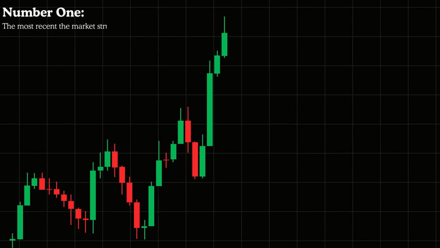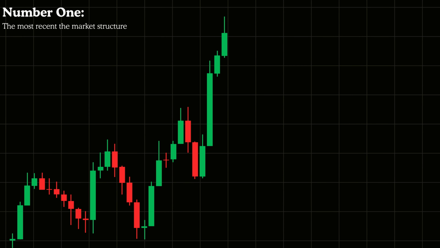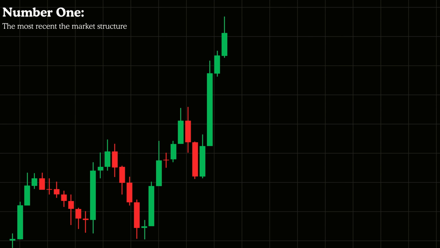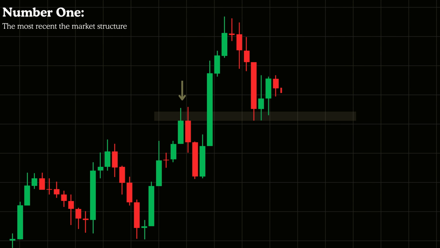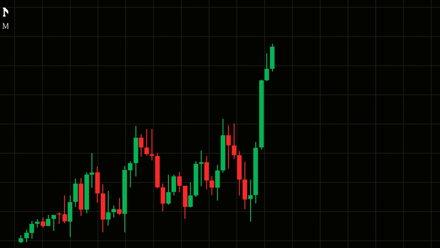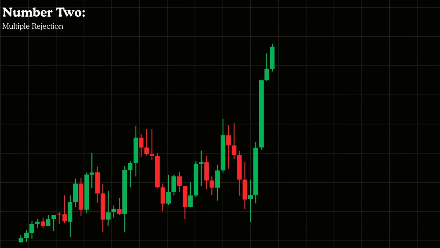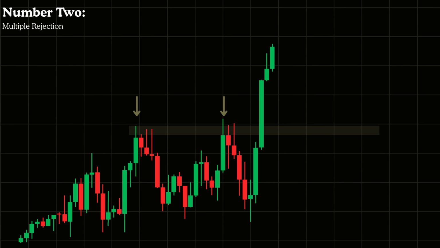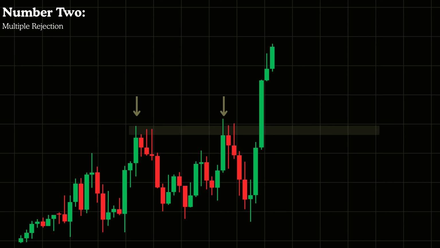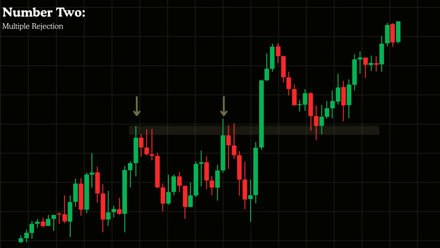Number 1 is the most recent market structure. In this case, the previous market structure represents the latest resistance level, which is likely to flip into support and drive the price upward. Number 2 is multiple rejections. A zone that has faced repeated rejections indicates that traders have reacted at this level on several occasions, which adds significance when the price approaches it again.